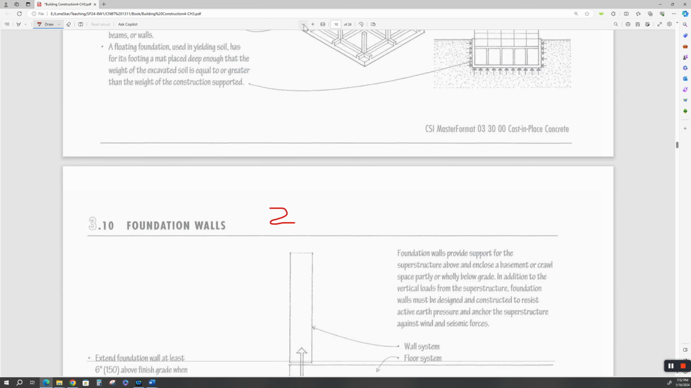Okay. There are more foundation wall details. This is a double wythe construction. A wythe is a row of masonry, a wall of masonry. Here's two wythes, exterior and interior. You have this air gap in here.